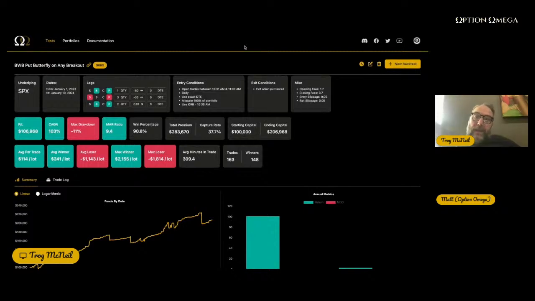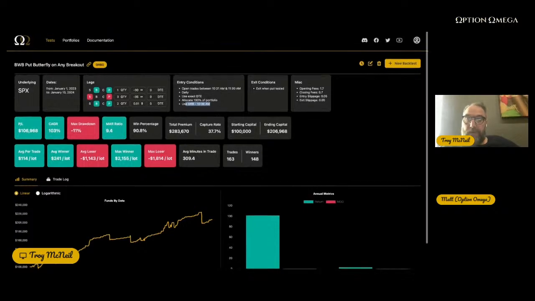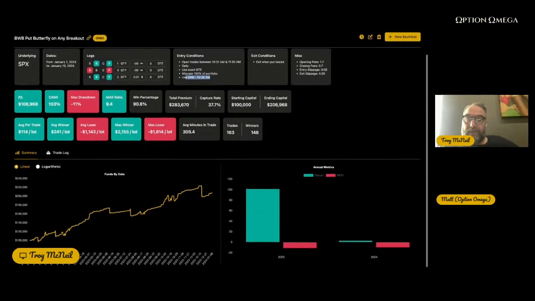This one's a classic one. Between 10:31 and 11, a 30-minute range here. And the opening range we're using is the first hour of trading. The only exit condition is you exit when the put is tested. So does that make sense to everybody? I want to make sure everybody understands that trade.